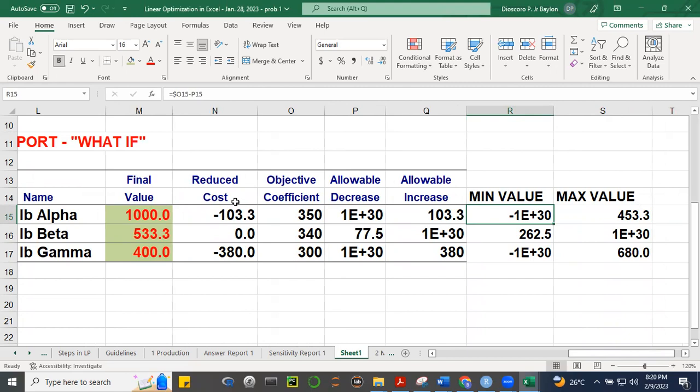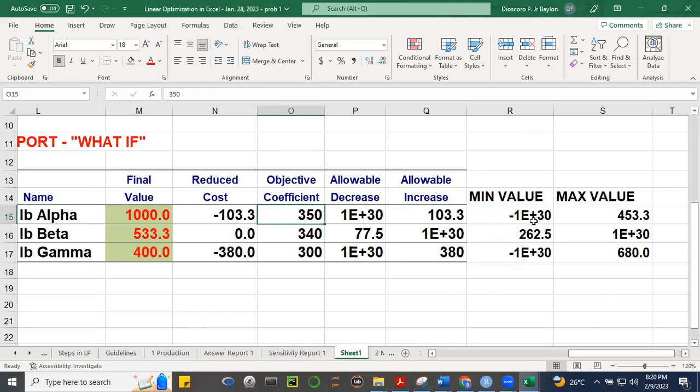Ceteris paribus. Ano ibig sabihin ceteris paribus? All the others being the same. So, wag natin papalitan si beta at si gamma. Ang papalitan lang natin si alpha. So, we can make this a very small number. No? Okay, tingnan natin ha. Gawin natin itong 10. Kunyari, si objective coefficient naging 10 na lang. So, let's do that. Kasi sabi dito, pwedeng negative ang minimum value.